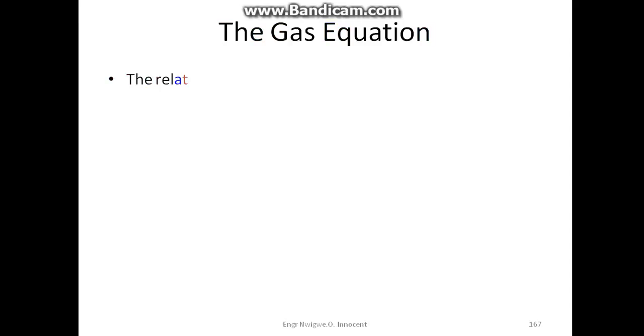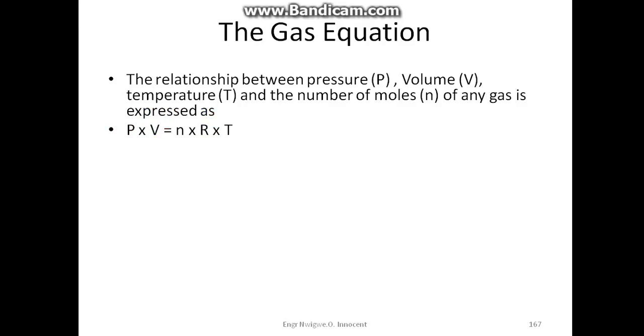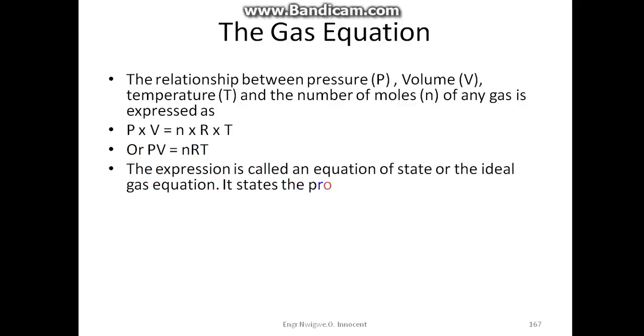The ideal gas equation. The relationship between pressure P, volume V, temperature T, and the number of moles N of any gas is expressed as pressure P times volume V equals the number of moles N times a constant R times absolute temperature T, or PV equals nRT. The expression is called an equation of state, or the ideal gas equation.